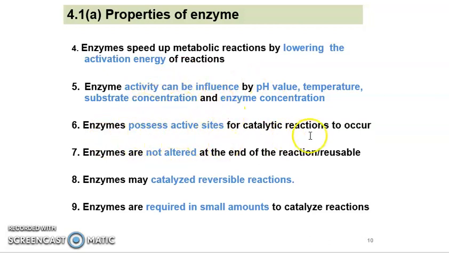Okay, for catalytic reaction to occur, and the enzyme are not altered at the end of the reaction, or enzyme can be reusable. Maksudnya enzyme ni boleh digunakan semula bila sesuatu reaction tu telah berlaku. And then enzyme may catalyze a reversible reaction. Okay, and then next enzymes are required in small amounts to catalyze reaction.